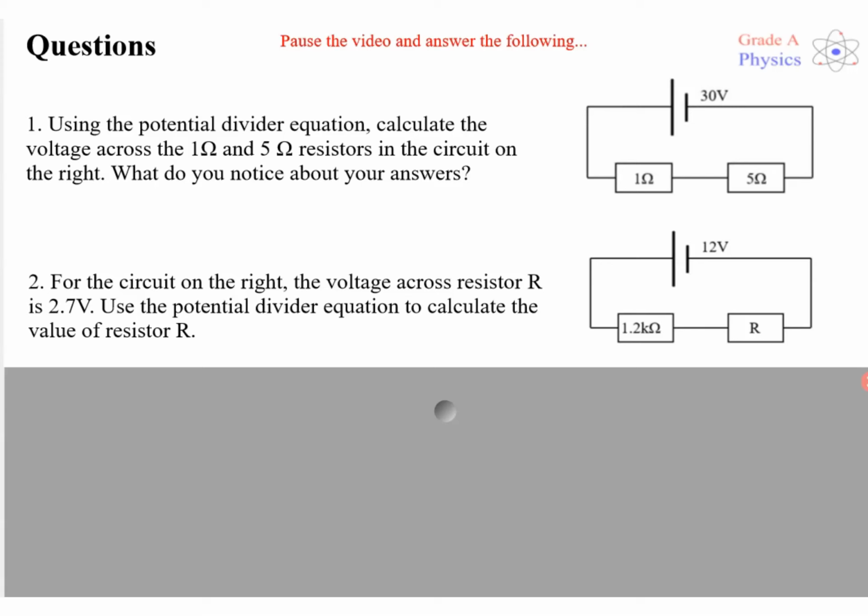Right, now it's your turn, so practice with these 2 questions. Rather than work out the total resistance, then the current, then V equals I times R, I want you to use the potential divider formula that we've just introduced to answer these 2 questions. Pause the video and then check your answers when you're ready.